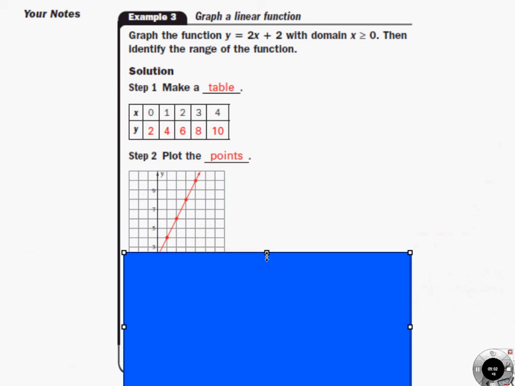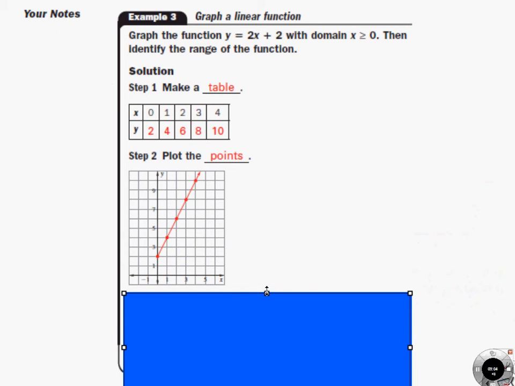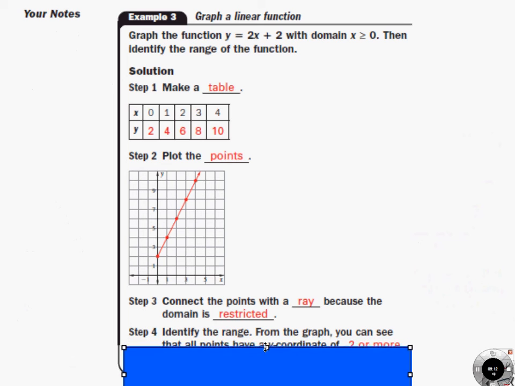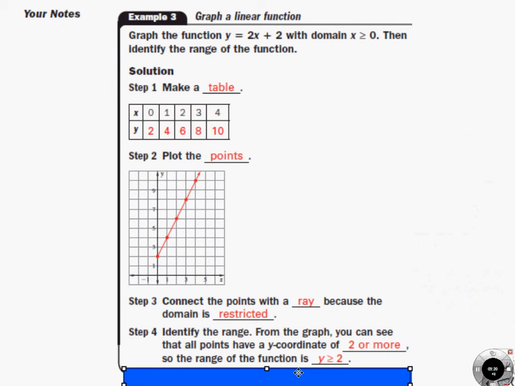Once we have all of our ordered pairs, we can then place these points on a graph. Notice that when I draw my line, I do not create a full line. Instead, I connect the points with a ray because the domain is restricted. Afterwards, I can identify the range. From the graph, you can see that all points have a y-coordinate of 2 or more. See right here at the end point, it's 2 for y, and then y only gets larger from that point on. Therefore, the range of the function is y is greater than or equal to 2.